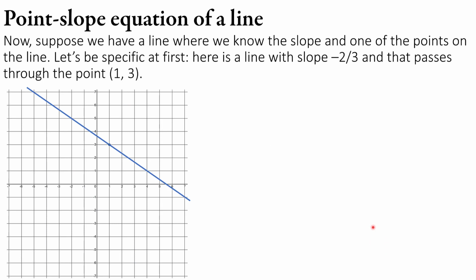Now, let's derive the point-slope equation of a line from the slope formula. Suppose we have a line where we know the slope and we know one of the points on the line. I'm going to be specific at first because it's easier to understand specifics. Here's a line with slope negative 2/3, and that passes through the point 1, 3. There's the point 1, 3, and this line's slope is negative 2/3. It goes down 2 and to the right 3 as you move from point to point on the line.